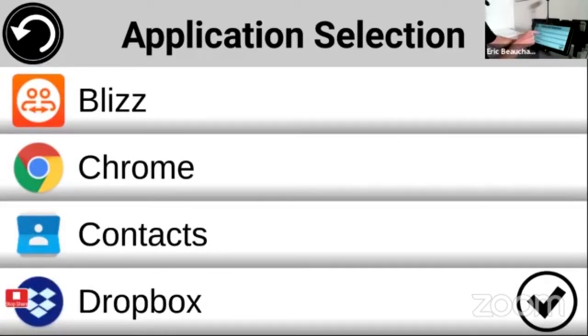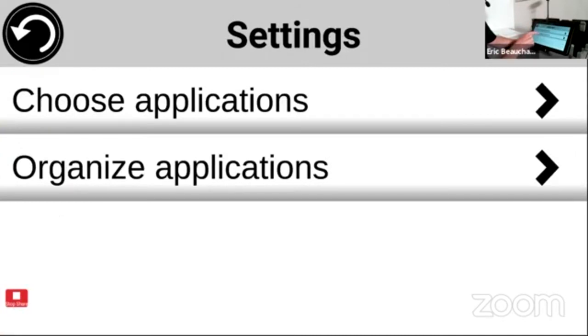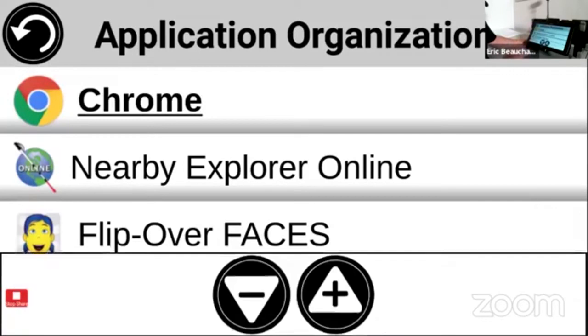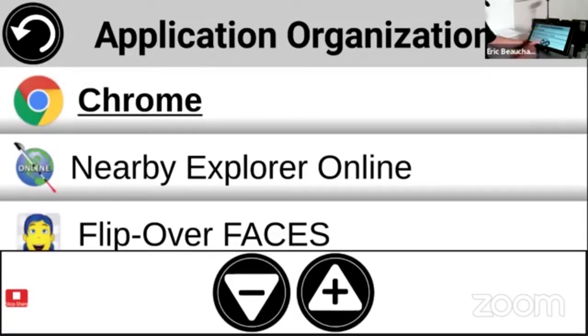By pressing Chrome here, a checkbox will appear, and it will be added to my list. I can also organize my list by choosing organize applications. And then let's say I'm going to bring down in the list my Chrome application.